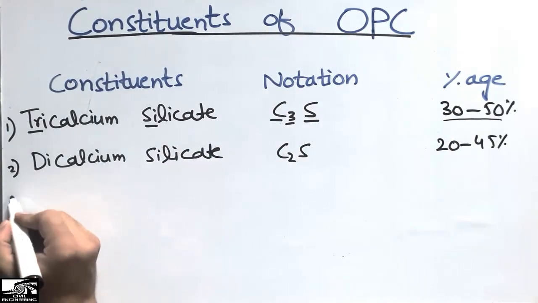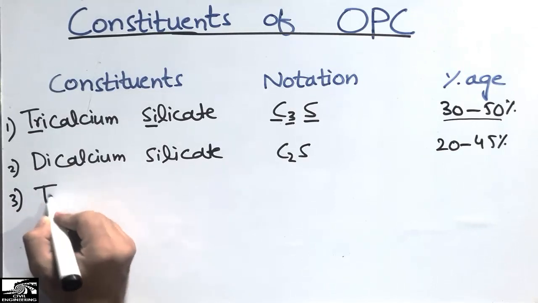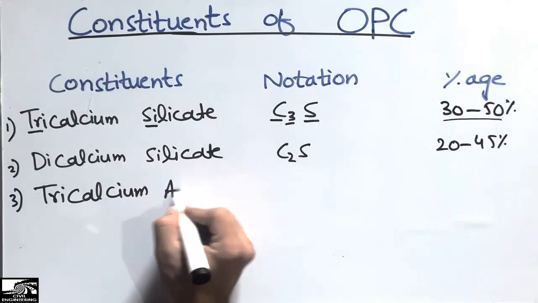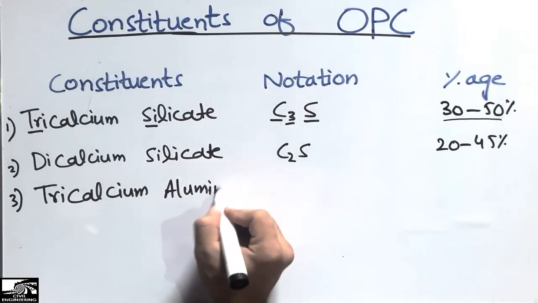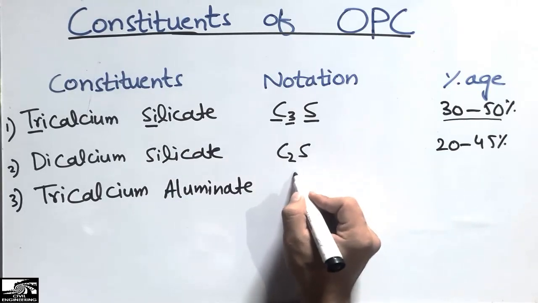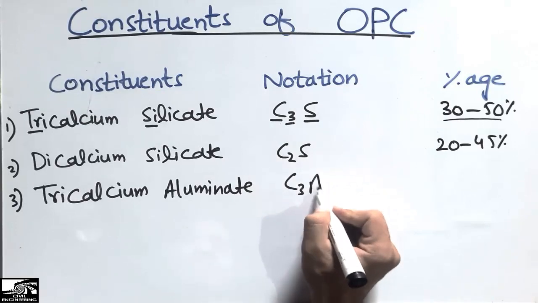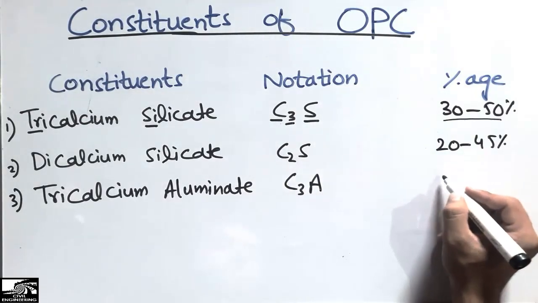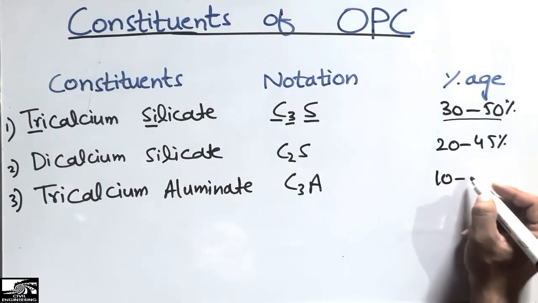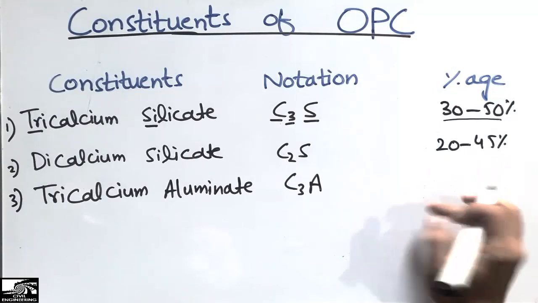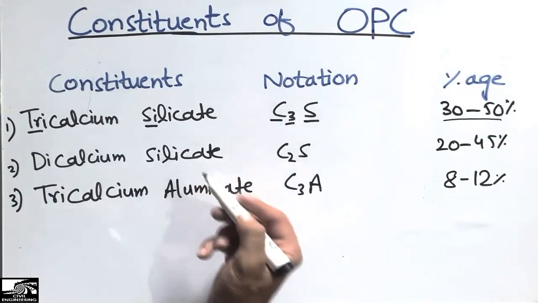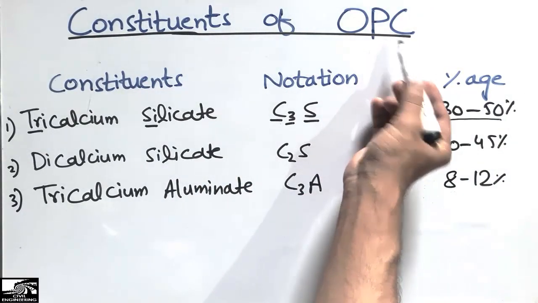The third constituent is Tricalcium Aluminate. Tricalcium Aluminate is represented by A. So this is the notation of the Tricalcium Aluminate, and it is present in the quantity of 8 to 10%. This is the third most used constituent in the manufacturing of the cement.